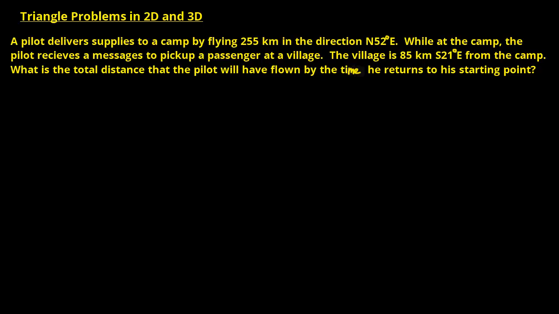In this video, we solve a problem where we're told a pilot delivers supplies to a camp by flying 255 kilometers in the direction north 52 degrees east. While at camp, the pilot receives a message to pick up a passenger at a village. And then we're told the village is 85 kilometers south, 21 degrees east from the camp. What is the total distance that the pilot will have flown by the time he returns to his starting point?